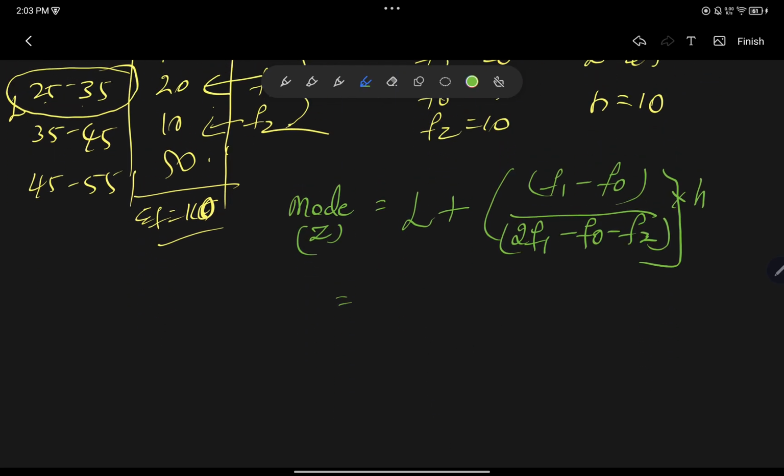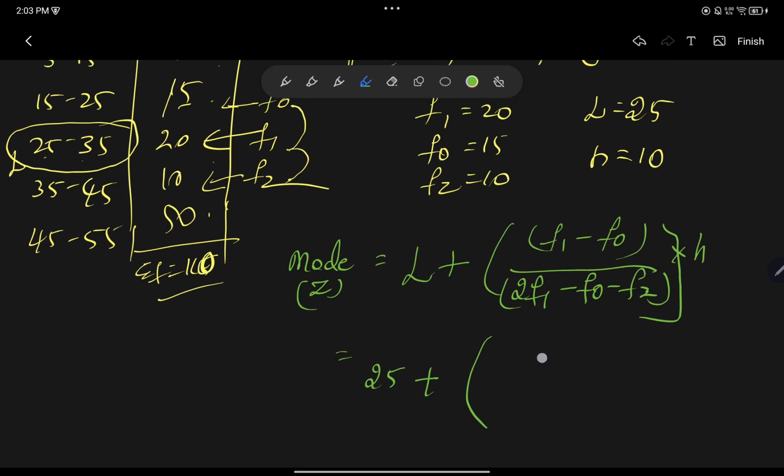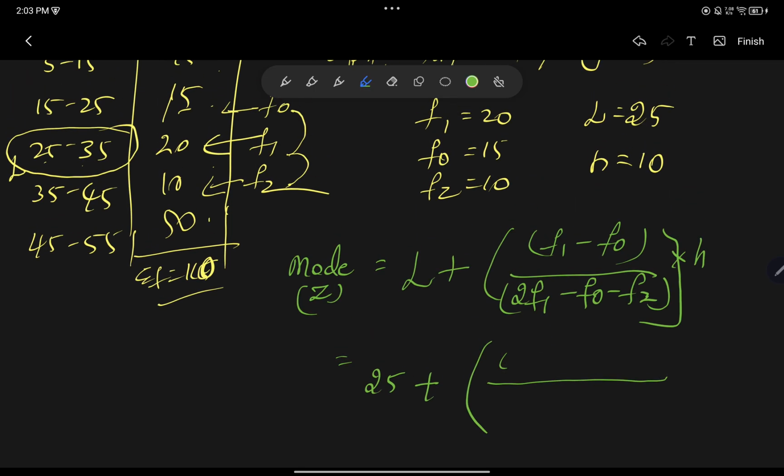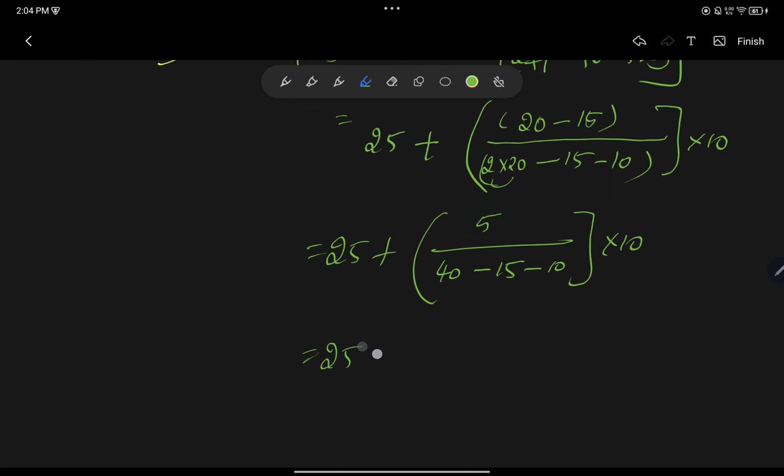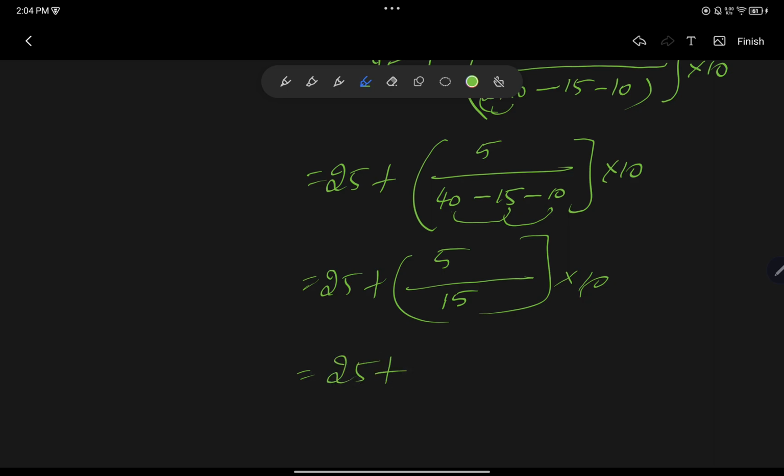Here L is 25 plus F1 is 20 minus F0 is 15, divided by 2 into 20 minus 15 minus 10, into 10. F2 is 10, right? H is 10. Next, 25 plus 20 minus 15 is 5, divided by 2 times 20 is 40 minus 15 minus 10, into 10. So 25 plus 5 divided by 40 minus 15 is 25, 25 minus 10 is 15, into 10.